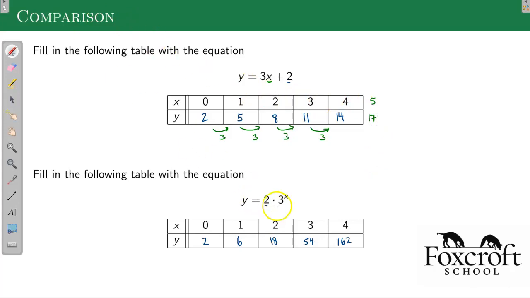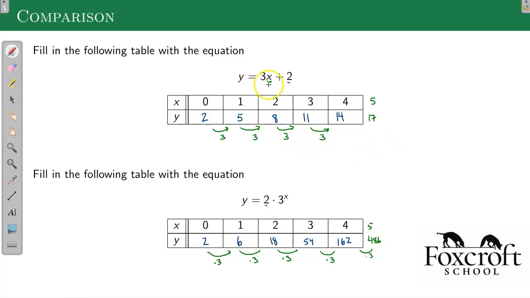In the exponential case, every single time I increase this exponent by 1, I'm just multiplying by another copy of 3. So you can see 2 times 3 is 6, 6 times 3 is 18, 18 times 3 is 54, 54 times 3 is 162. If I wanted to get the 5th one, again, I could plug 5 in, or I could just take 162 and multiply it by 3. What would that give me? I used to use a calculator. It's not as easy as adding 3. 486. Multiply by 3 again.